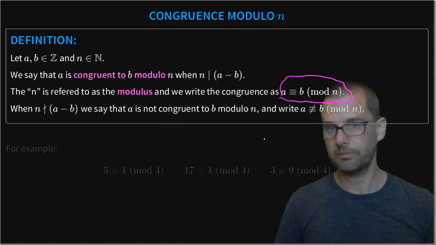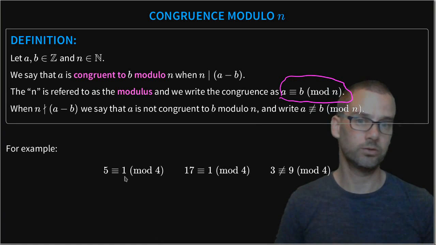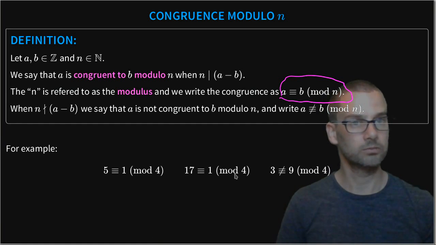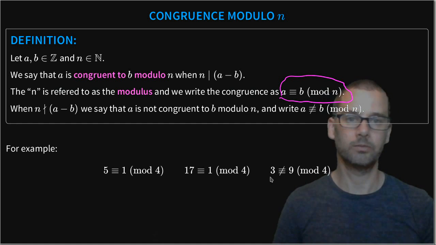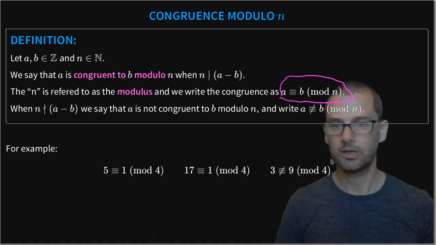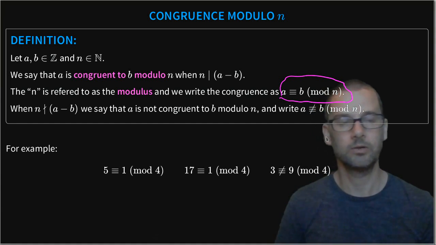So, for example, 5 is congruent to 1 mod 4 because 5 minus 1 is 4. 17 is congruent to 1 mod 4 because 17 minus 1 is 16, which 4 divides. But 3 is not congruent to 9 mod 4 because 3 minus 9 is minus 6, and 4 doesn't divide that. So that's a lot of definitions and bits and pieces, but we're going to make use of these in a moment when it comes to actually proving some things. And I'm going to stop there.